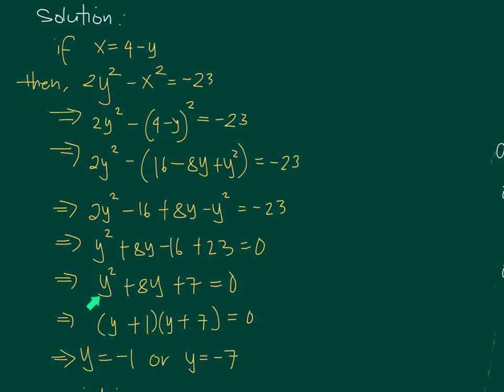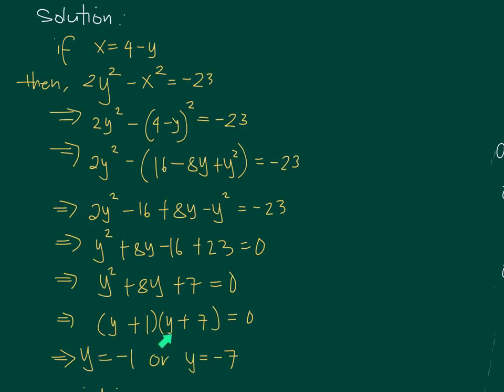So this will be y squared, because this is just y squared. We have 8y, still 8y. Negative 16 and 23 become 7, and then equal to 0. So from here, you can already factor this, so make sure you know how to factor a quadratic expression. So y squared will get y and y, and 7 will get 1 and 7. So we choose 1 and 7 because we need an 8y in the middle, and that means 1y and then 7y will give us 8y.